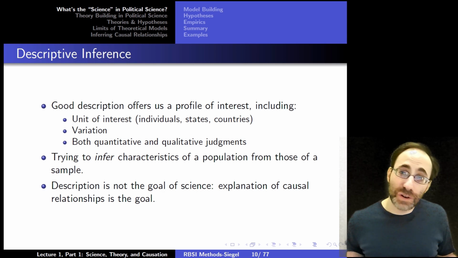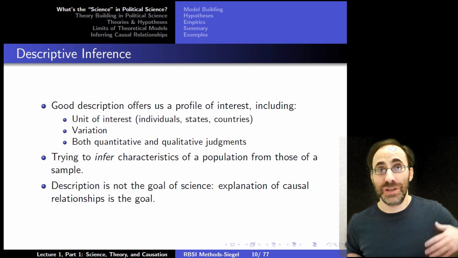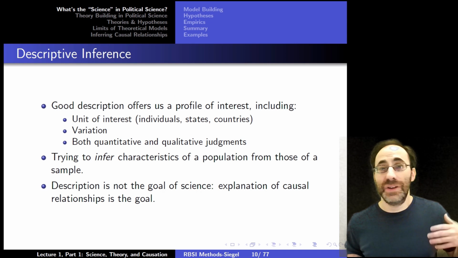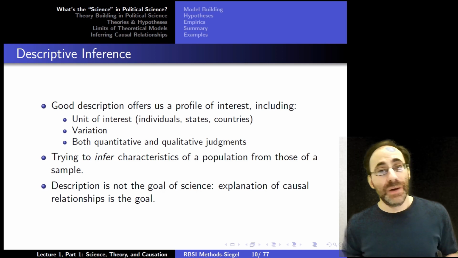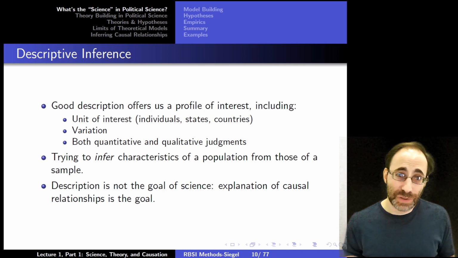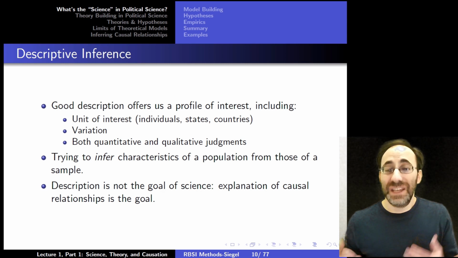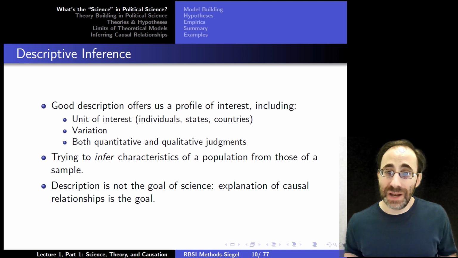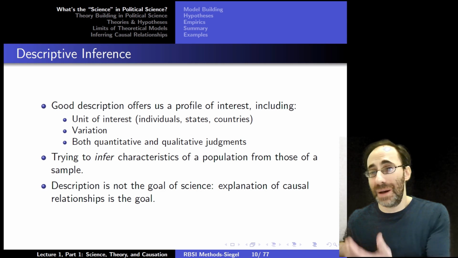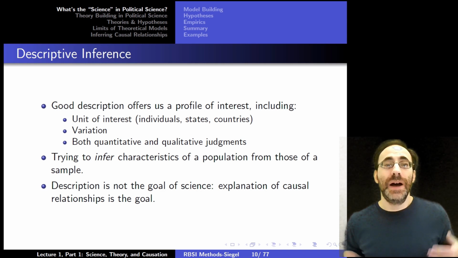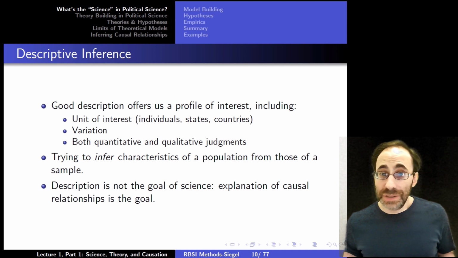And the inference part is trying to infer the characteristics of a population from those of a sample. So say we measure the beliefs on some survey of 1,000 people, and we infer the beliefs of the entire population from the 1,000 people we sampled. As we'll see later, that requires our sample be random and a few other things, but we're trying to infer characteristics of a population from a sample. That's inference. If all we care about is a single property of that population, that's descriptive inference. We're trying to describe that particular characteristic of the population by inferring from some subpopulation, some sample.